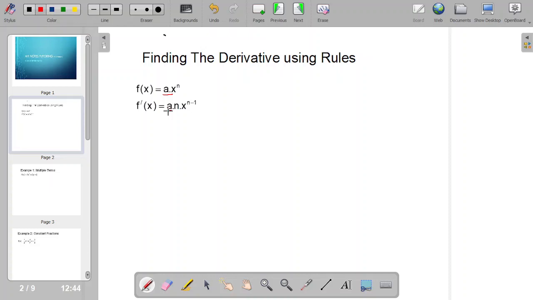Well, you multiply that a that you had before, and you must multiply it with the n from the top. So this is the n that we are looking at, and if you then multiply these two, you must go back and subtract 1 from the exponent that you had in your function. So let's just say we have f of x equals 2x to the power 2.